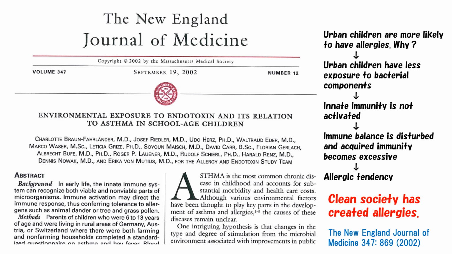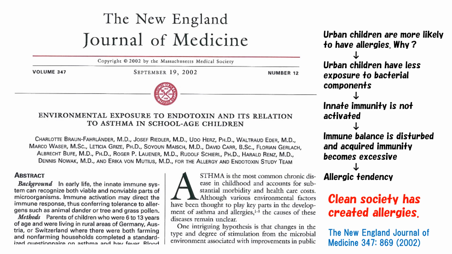More children in urban areas are allergic than those in rural areas. To investigate the reasons, researchers at the University of Munich conducted a thorough survey, comparing the lives and environments of urban and rural children. The results showed that children in living environments with more bacterial components, called endotoxins, had less pollinosis or asthma. Endotoxins refer to lipopolysaccharides of gram-negative bacteria and are called LPS for short.